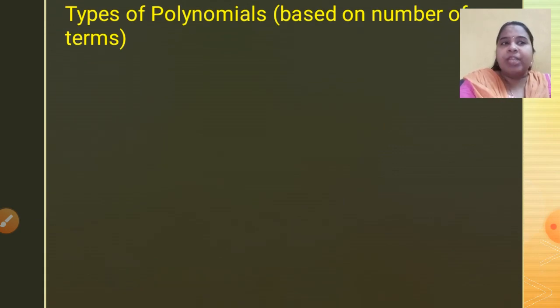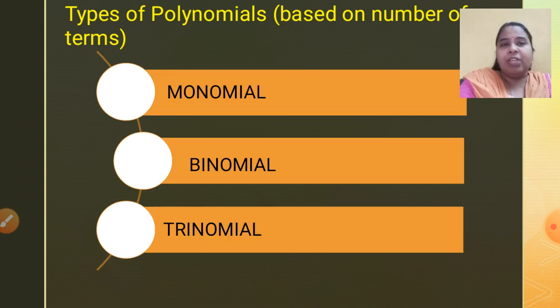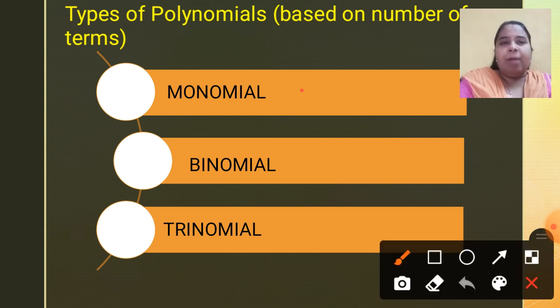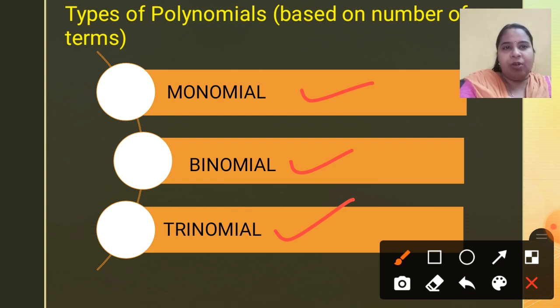Now, there are 2 ways of classifying it. One is based on the number of terms. Now, this you have already learned in your lower standards. I am quickly revising it. Based on the number of terms, do you remember you have learned monomial, binomial and trinomial. These were based on the number of terms.